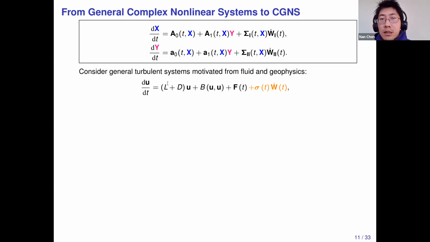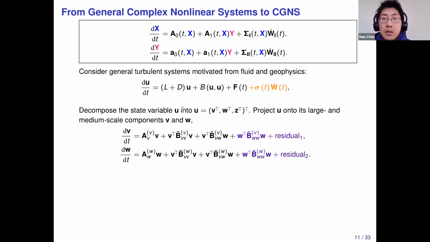On the right-hand side, we have this linear damping term, and this phase term D here. L is negative definite, it's damping or dissipation. D is skew symmetric, representing the rotation or the phase change. And this B(U,U) is a quadratic nonlinearity, and usually it is energy conserving. We will also have some deterministic forcing, and sometimes you have this stochastic forcing, but sometimes you don't. So that's not so important.